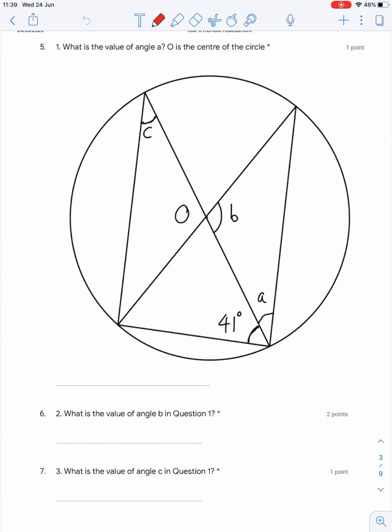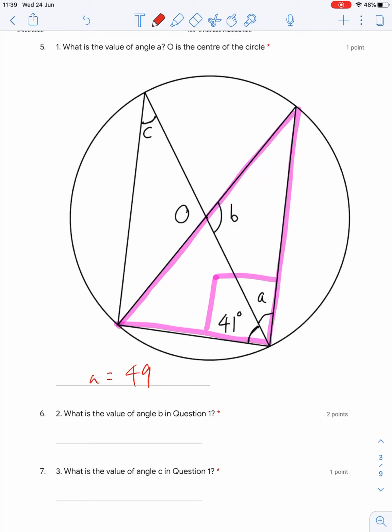What's the value of angle A if O is the centre of its circle? First thing to spot is that if there's a line passing through the centre of the circle like this, then this here is a right angle triangle. So A plus 41 is 90, so A is 49.